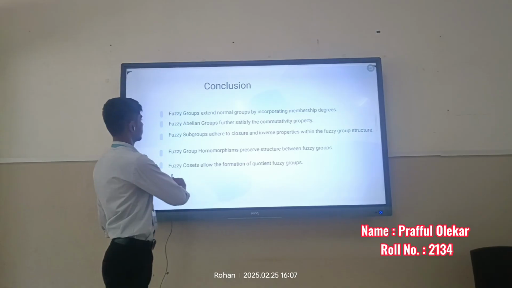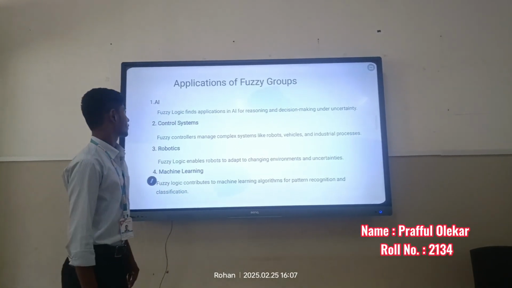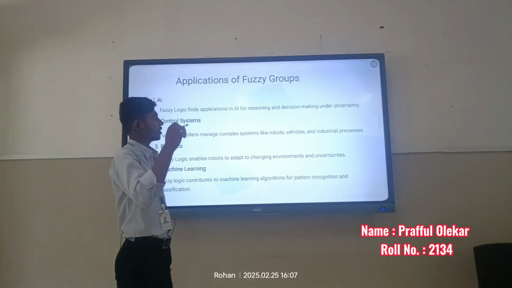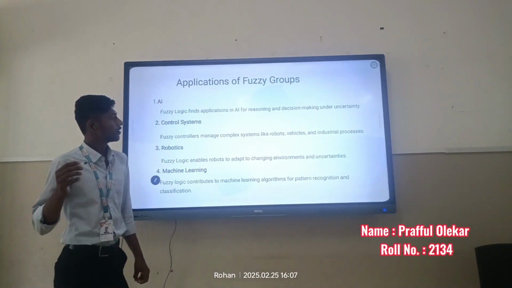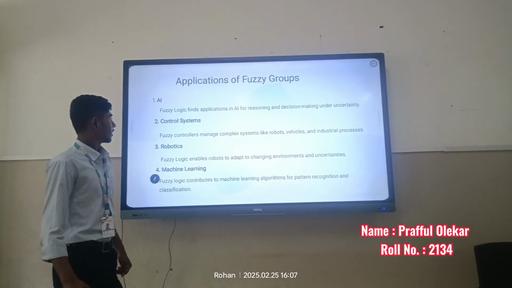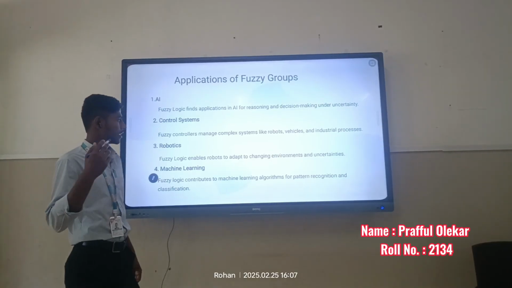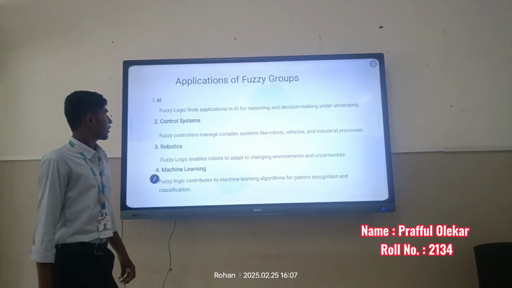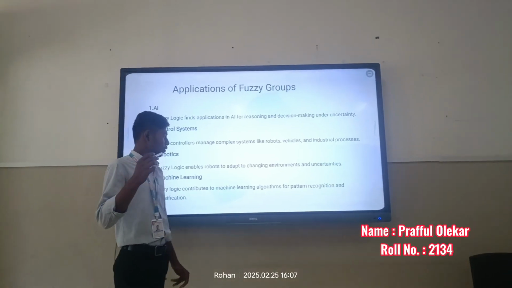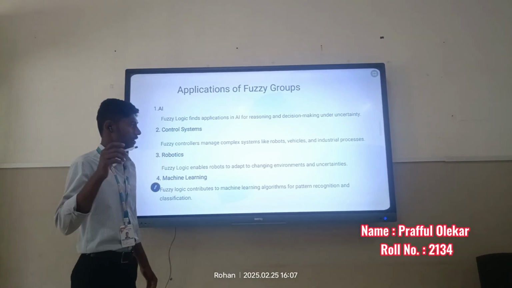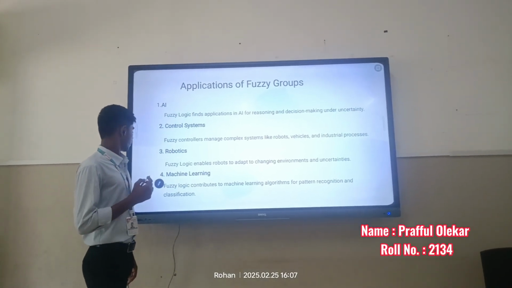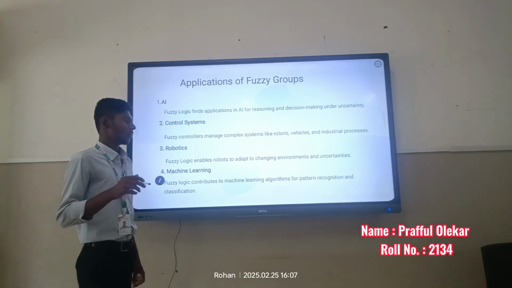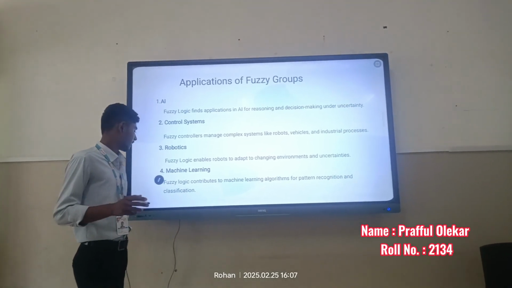Then, applications of fuzzy groups. First, used in AI, fuzzy logic finds applications in AI for reasoning and decision making under uncertainty. Second application is control systems. Fuzzy controllers manage complex systems like robots, vehicles, and industrial processes. Third application is robotics. Fuzzy logic enables robots to adapt to changing environments and uncertainties. Last one is machine learning. Fuzzy logic contributes to machine learning algorithms for pattern recognition and classification.